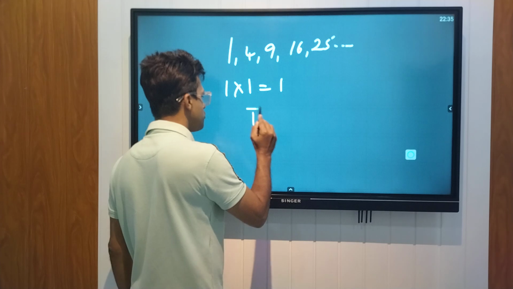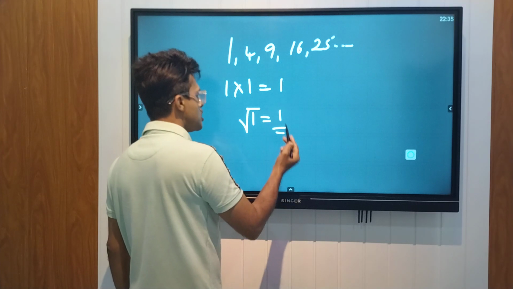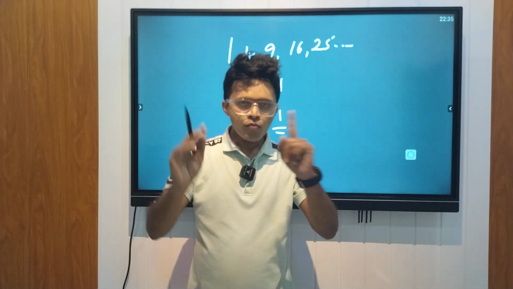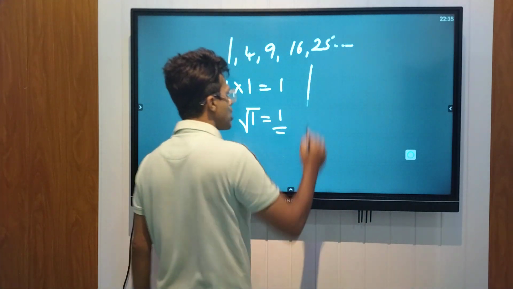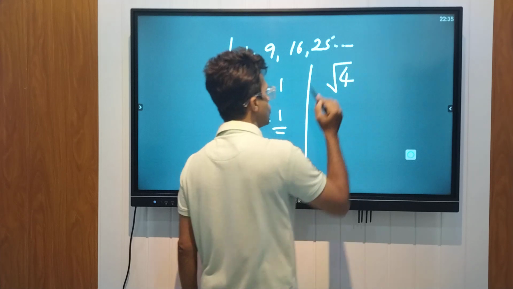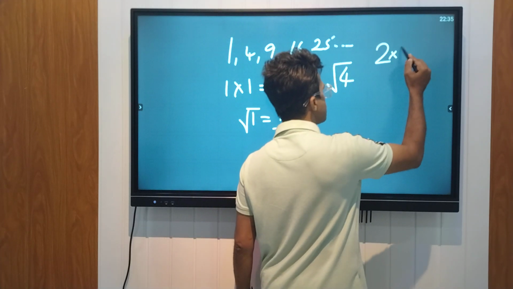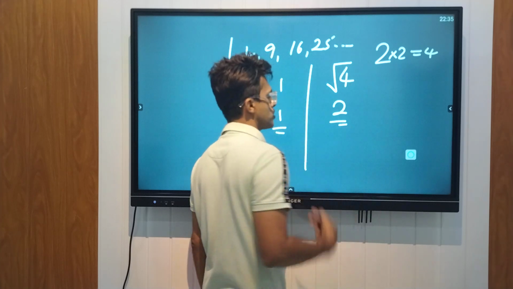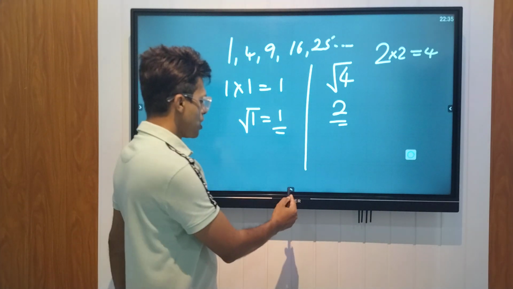So 1 into 1 is 1, so the square root of 1 is 1. What is the square root of 4? 2 times 2 is 4. Therefore, the square root of 4 is 2.